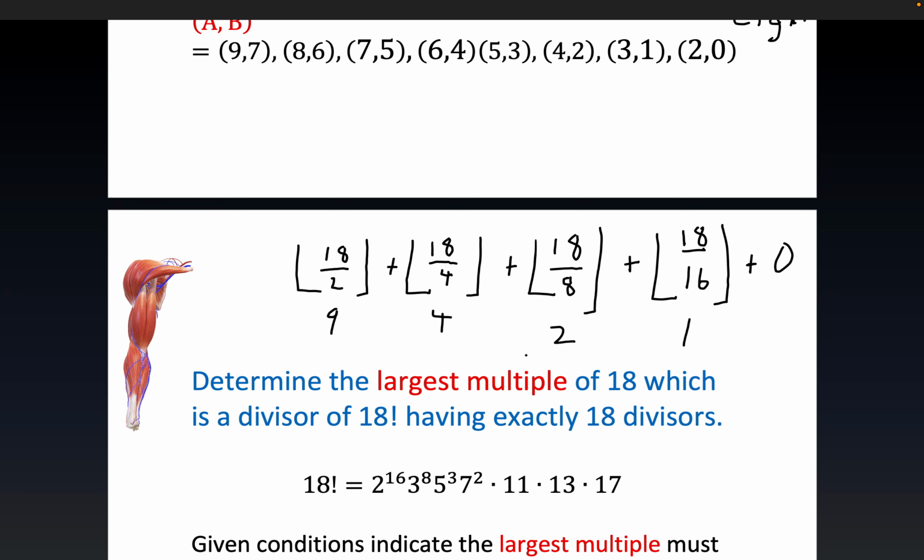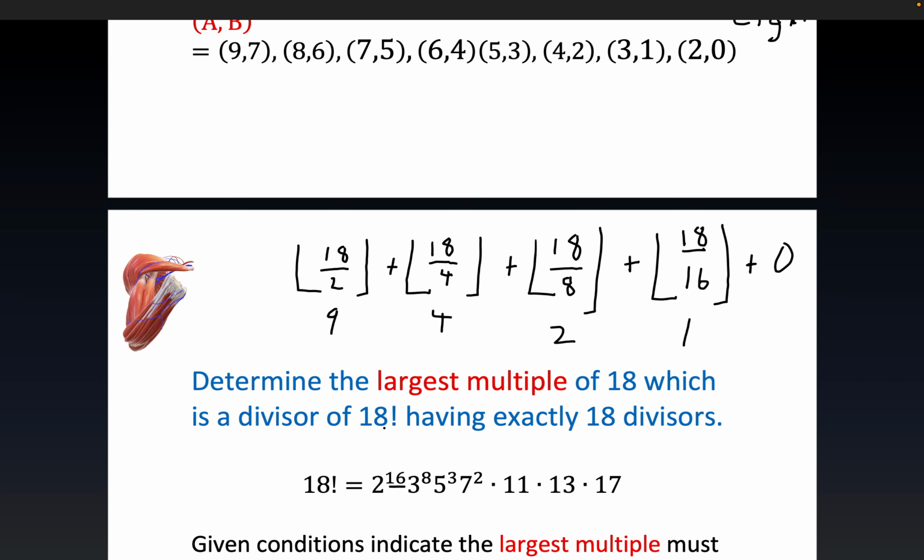So anyway, note that this does add up. Let's see, 1 plus 2 is 3, 7. That does add up to the 16 that you see right here, okay? And again, I'm not going to go through it for 3, 5, and 7. But this is the prime canonical factorization of 18 factorial, which is important because we're talking about divisors and multiples, right? All right. So we're trying to determine the largest multiple of 18, which is a divisor of 18 factorial.